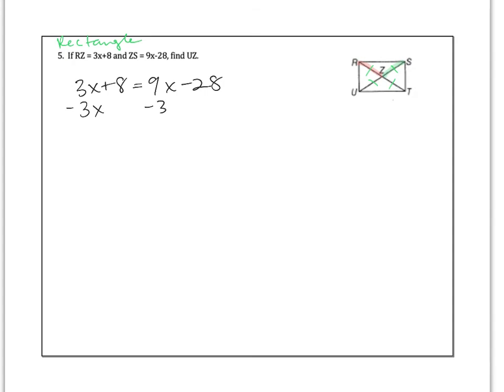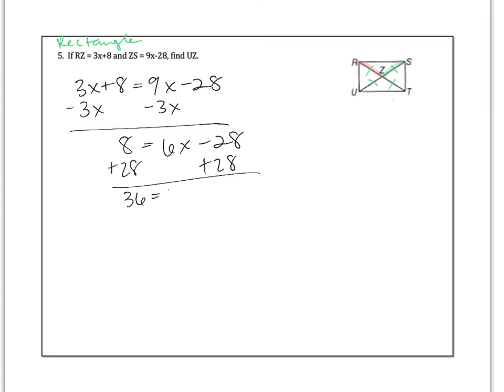Minus your 3x. And then what would be next? Add 28. 36 equals 6x. Divide by 6. X equals 6. But we are not done. We need UZ. Now UZ, I'm going to outline it in blue right here.